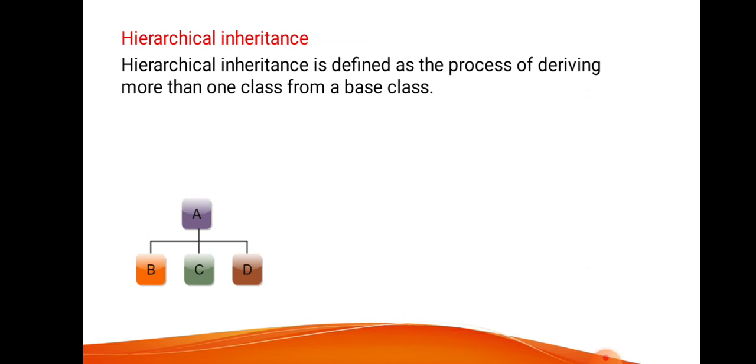The next type of inheritance is hierarchical inheritance. Hierarchical inheritance is defined as the process of deriving more than one class from a base class. It means there is only one base class, and from that base class we derive a number of classes. Here A is the base class, and from A we derive three different classes B, C, D.